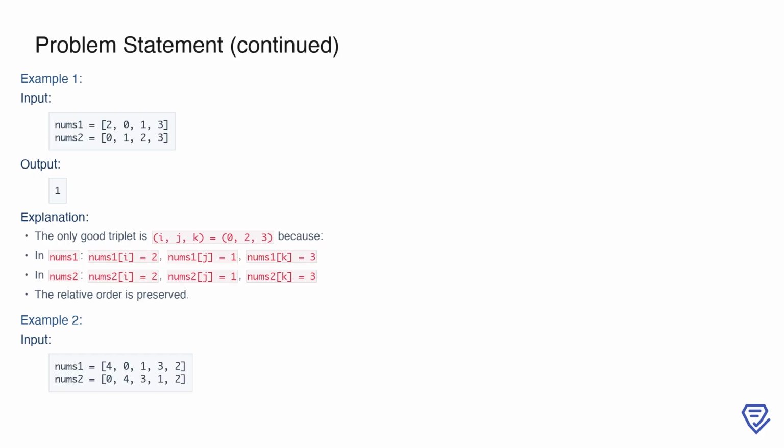Suppose nums1 is 2, 0, 1, 3, and nums2 is 0, 1, 2, 3. The output in this case is 1, because there is only one good triplet, 0, 2, 3. To verify, we observe that in nums1, the elements at these indices are 2, 1, and 3. In nums2, the elements at the same indices are also 2, 1, and 3. The relative order is preserved, as 2 comes before 1, and 1 comes before 3 in both arrays. This satisfies the conditions for a good triplet. No other combinations of indices from nums1 and nums2 meet the criteria, so the total count is 1.